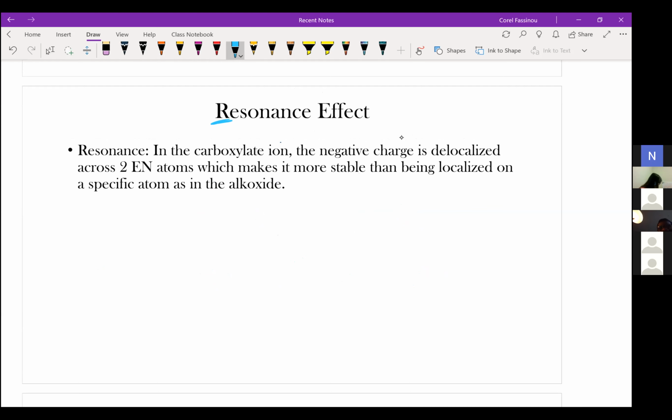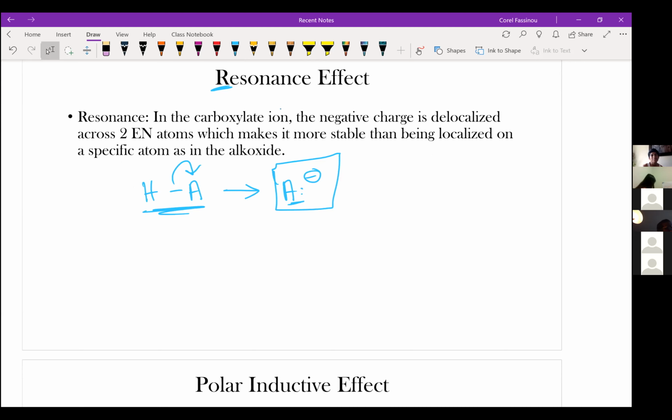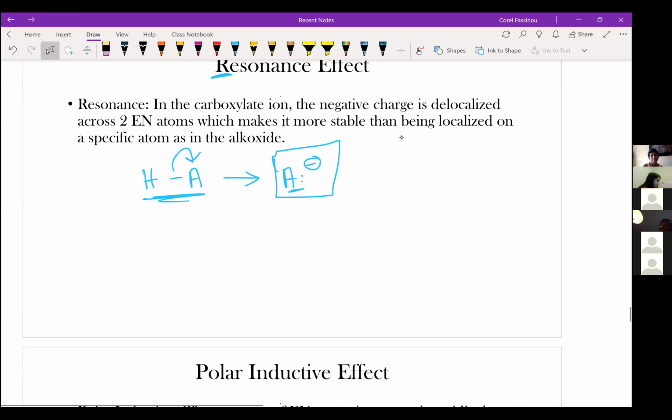If we think about this, we talked about how the more stable you can make the conjugate base, the stronger your acid is going to be. And we talked about one of the things that can stabilize negative charges like that is resonance. So if by using resonance we're able to stabilize this negative charge, we're able to make this acid stronger.